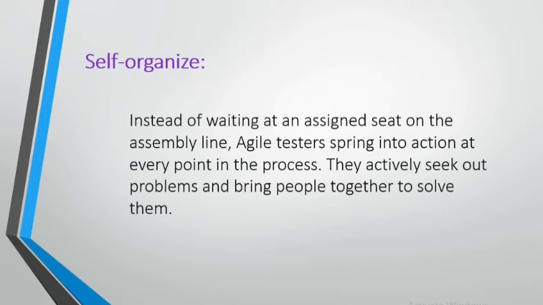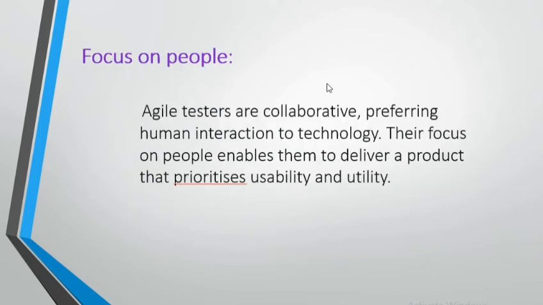So next is focus on people. Agile testers are collaborative, preferring human interaction to technology. The customers are also involved in this agile methodology. Their focus on people enables them to deliver a product that prioritizes usability and utility. We give priority to the user story, and then we develop the product priority-wise. So this is focus on people.